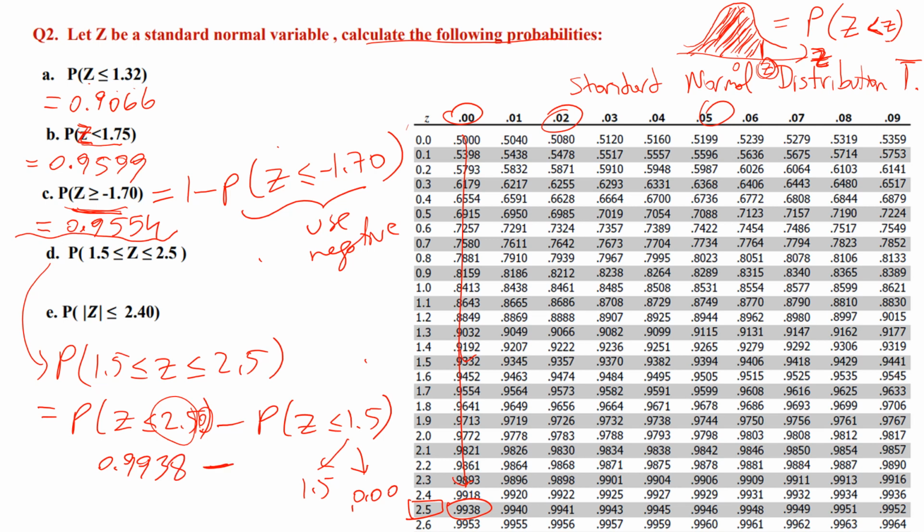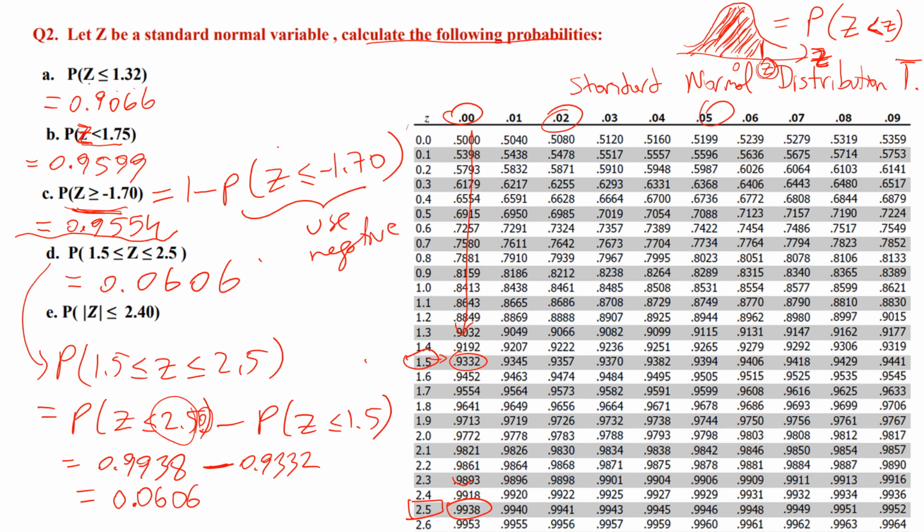Then minus 1.5. Where is it? 1.500 is here, 0.9332. So then the answer will be 0.0606.